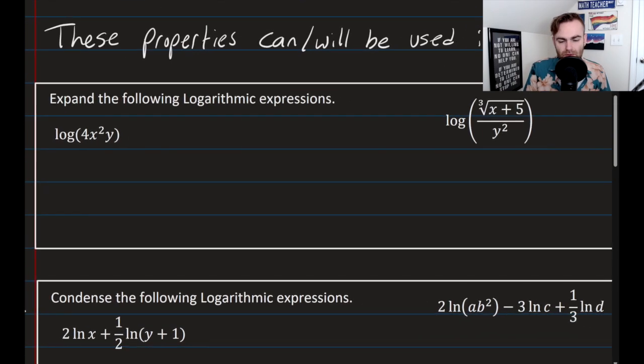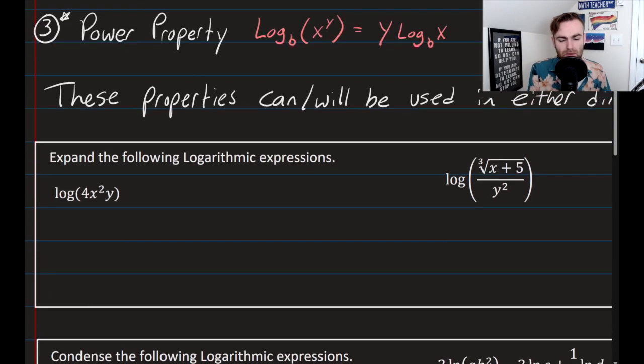So if we start with the first one here, we have log of 4x squared y. The first thing I see is a lot of multiplication. Every time we multiply something, we're going to break that into its different logarithms being added together. So this is equal to log of 4 plus log of x squared plus log of y.